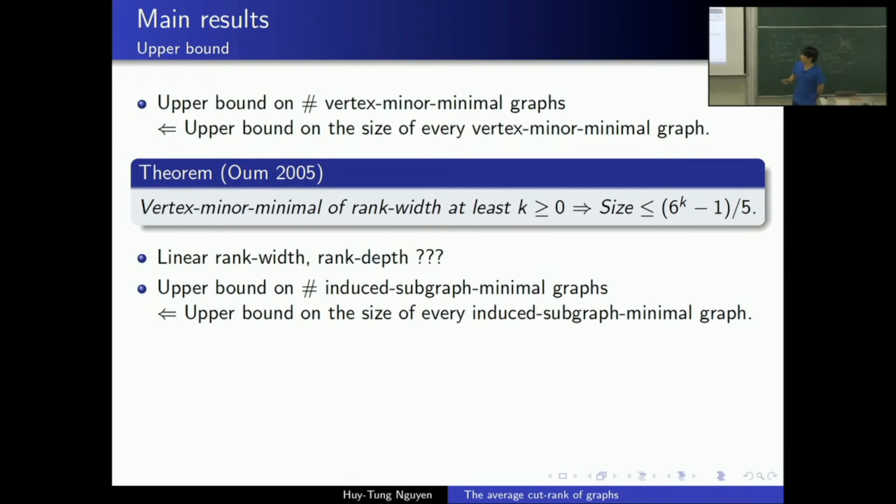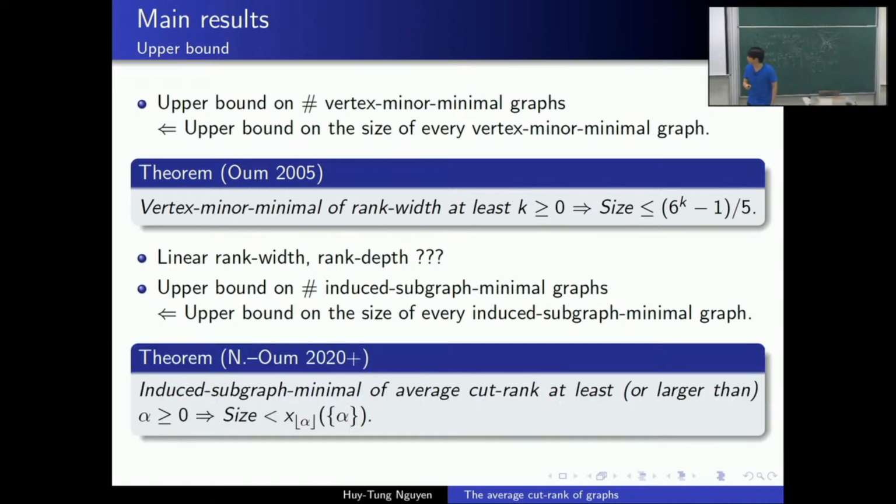So now for induced subgraphs, we do the same thing. To find an upper bound on the number of induced-subgraph-minimal graphs, we find an upper bound on the size of every induced-subgraph-minimal graph. Following this idea, myself and Professor Oum proved that every induced-subgraph-minimal graph of average cut rank at least alpha must have size smaller than some function here. So here is the ceiling function, and inside the brackets is the fractional part of alpha, because alpha is a real number.